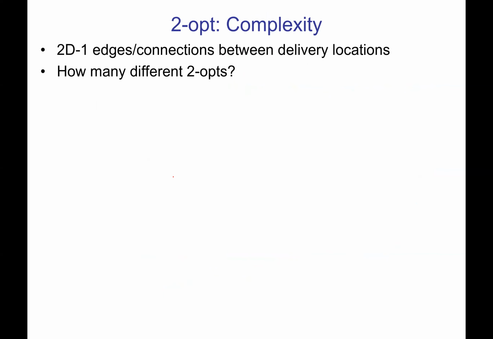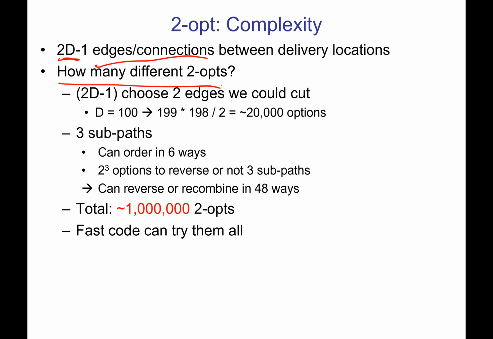Okay? So we can calculate, well, how many of these 2-opts can we do? So let's say we've got D deliveries to make. D is around 100 for a big problem. There are pickups, there are drop-offs, so we've got 2D nodes we're connecting together. So that means the number of edges or connections between them is 2D minus 1. So how many different 2-opts can we do? Well, we can choose 2 edges to cut. That's how we're going to disconnect them. So if D was 100, we can choose 199 times 198 pairs of edges. The order doesn't matter, so we divide by 2. So about 20,000 ways, 20,000 pairs of edges we could choose from for a problem that size.